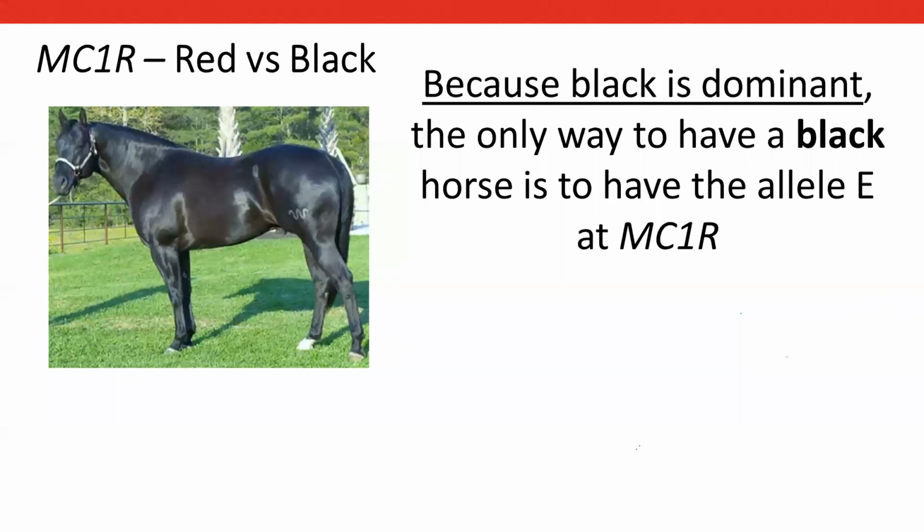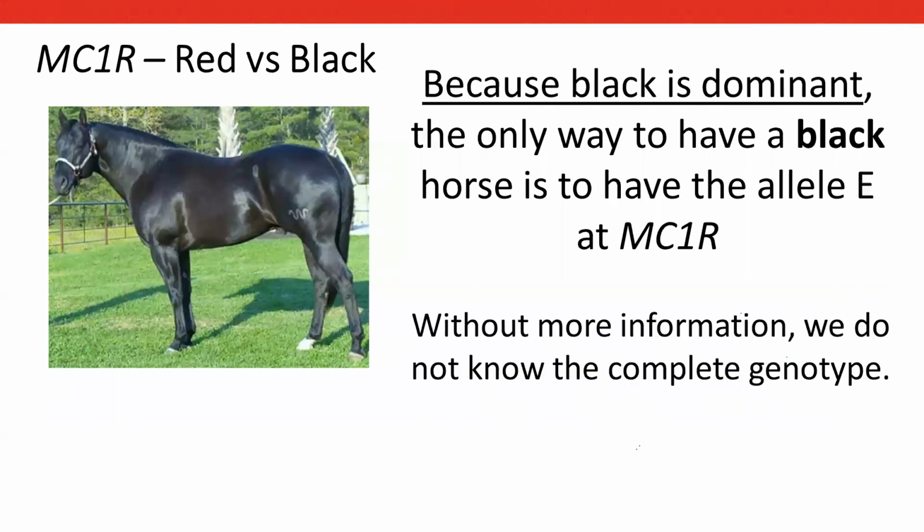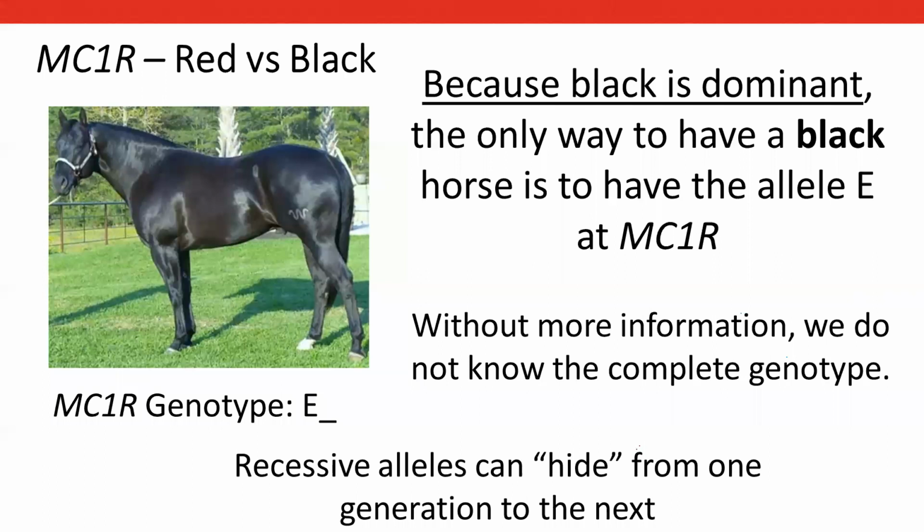So finally, we already said that this horse has to have a big E allele at the locus MC1R to be black. But without more information, we don't know his complete genotype. So if that's the case, I often write this with a big E and then an underscore, saying that we know he has to have a second allele because he had 2 parents and he's a healthy horse. But we're not sure what that is. It could be another big E or it could be a little e. Regardless, that horse is still going to be black. So that's an example of how recessive alleles can hide from one generation to the next, which can be a good thing or it can be a bad thing.